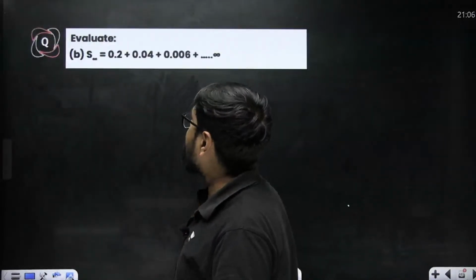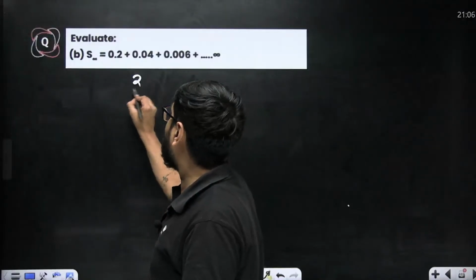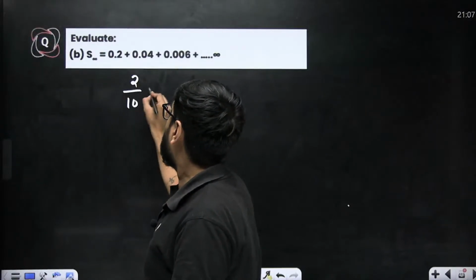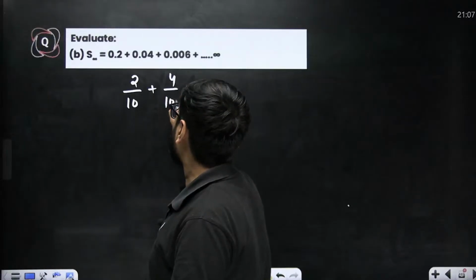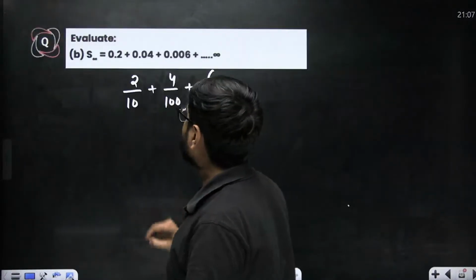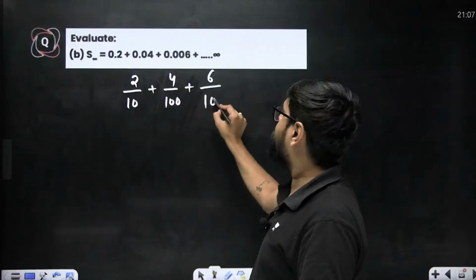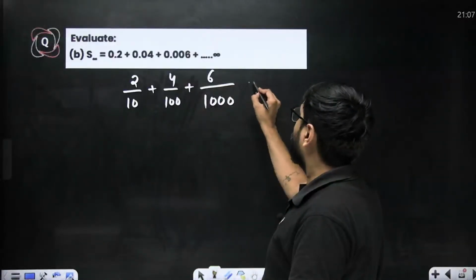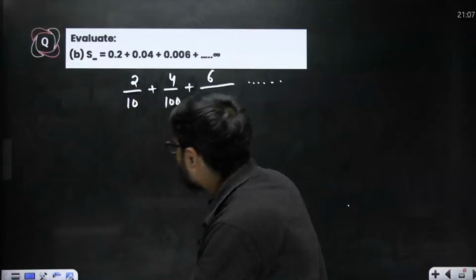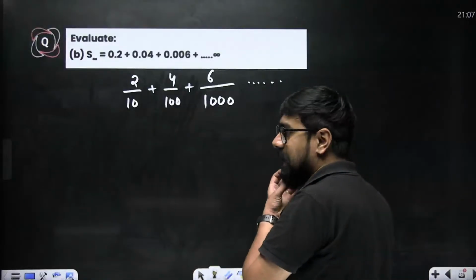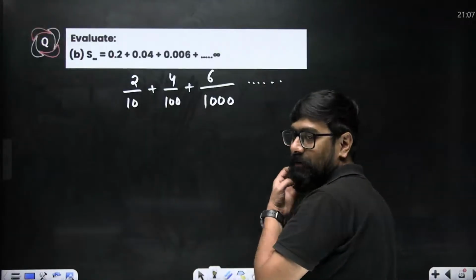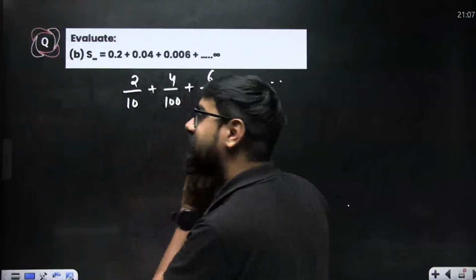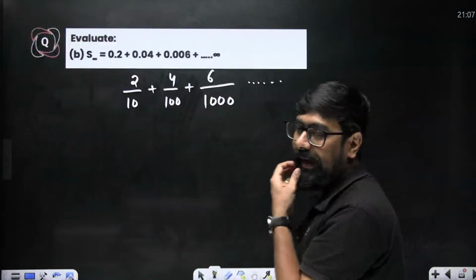For example, let's see this. What is this? 2 by 10 plus 4 by 100 plus 6 by 1000, and it will keep going on like this. Now, is this AP or GP? Is this AP? Yes, this is AGP. This is what we are going to call AGP.